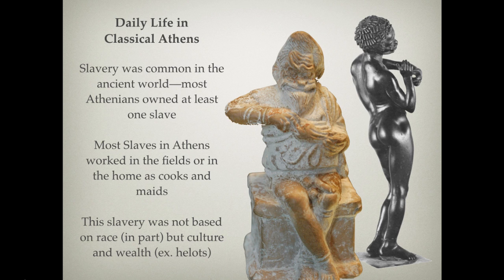Now, slavery was, of course, common in the ancient world. When we talk about slavery, we can't think about a modern American remembrance of slavery. This is not the sort of slavery that we're talking about. It's not race-based slavery. Most Athenians owned at least one slave, but it wasn't necessarily based on one's skin color. Most slaves in Athens worked in the fields or in the home as cooks and maids, and this slavery was not based on race, in part, but culture and wealth.